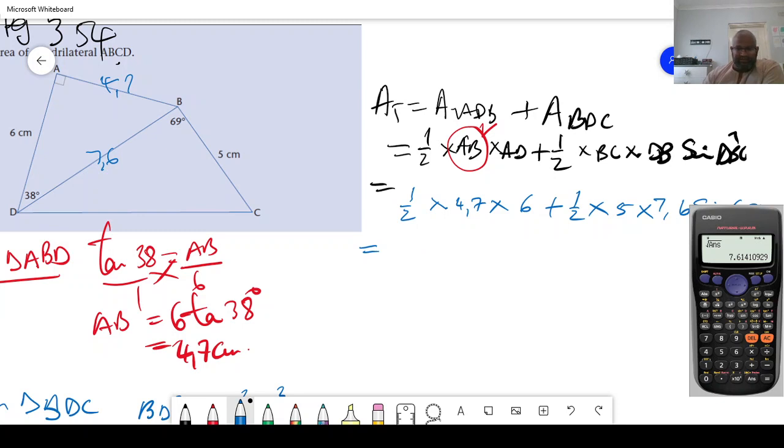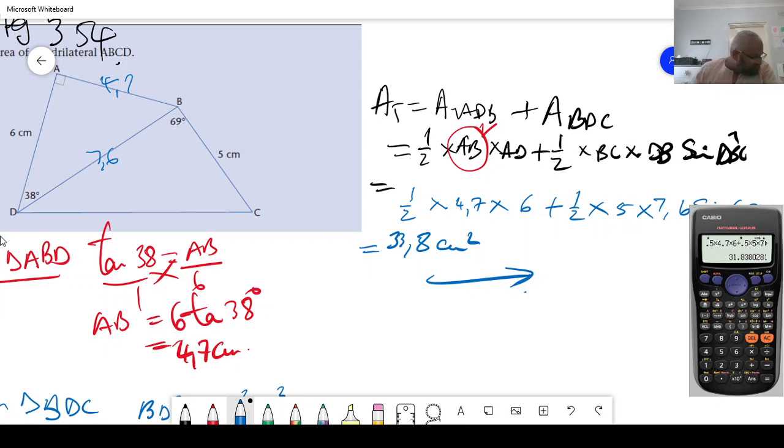Okay, so let's see what we get here. It will be 0.5 times 4.7 times 6 plus half times 5 times 7.6 times sine of 69. That gives us 33.8 centimeters squared. So that's the area of the figure.